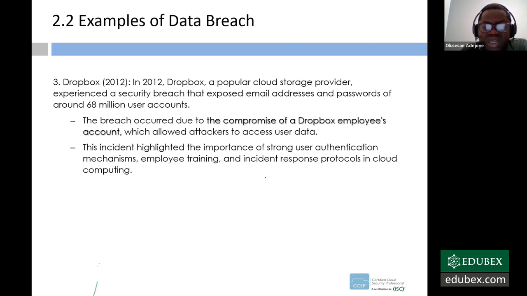Now, what does this entail? The attackers were able to compromise the user data because they used social engineering techniques. And how do we defeat social engineering techniques? We need to use strong authentication mechanisms, and we emphasize more on user training and employee training. Most enterprises don't invest money in training. You must spend a lot of budget money on security awareness and education, and it has to be continuous.